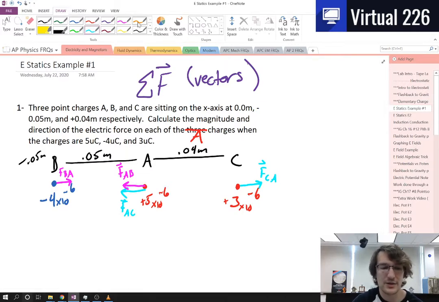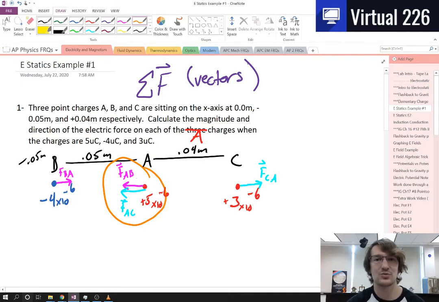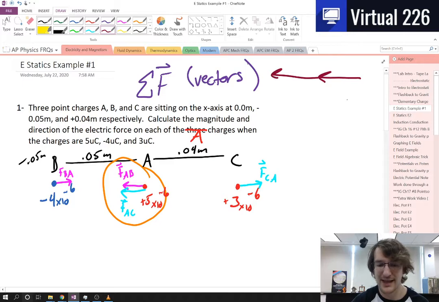Okay? So this is important because now we know both of our forces here acting on A are in the same direction. When we add them together as vectors, we are going to add them to the left and then to the left again. And our resultant vector will be a larger quantity. So we need to keep that in mind whenever we're finally getting our final answers here, okay?